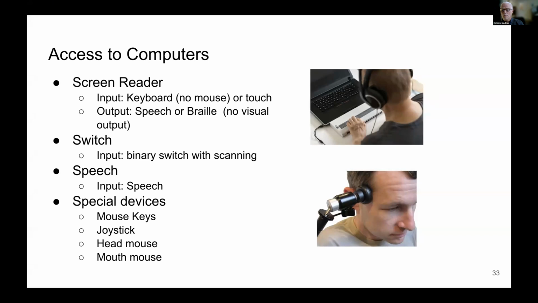You turn the switch on, like in that little picture there, by moving his head a little bit to the right. He gets switches, and that does a selection. So you can see that's somewhat error prone. If you're going too fast in the scanning, you might miss something.